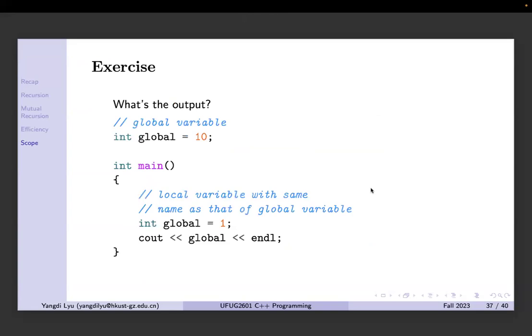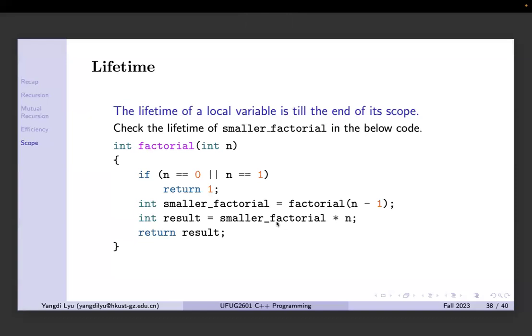So you can test this out. You have a global variable here, and you define some local variable with the same name. And if you want to see the output, you can see what it is. Another important topic is about the lifetime. We said if you define some variable inside some scope, when you exit this scope, this one will no longer exist.